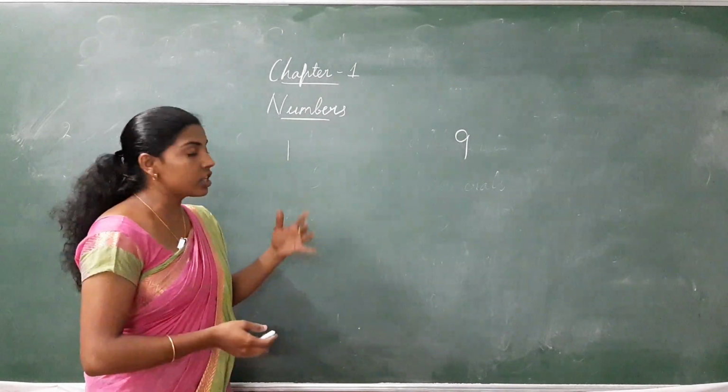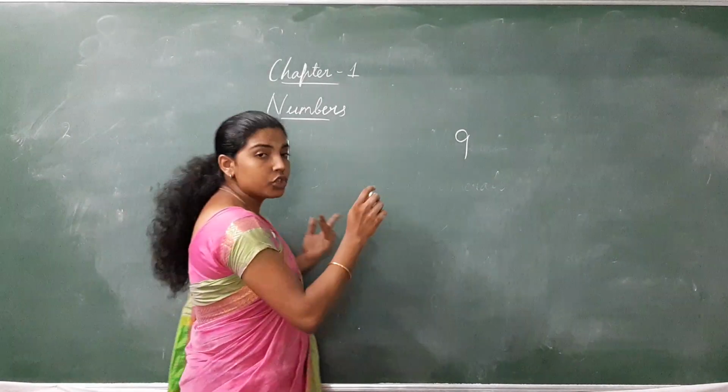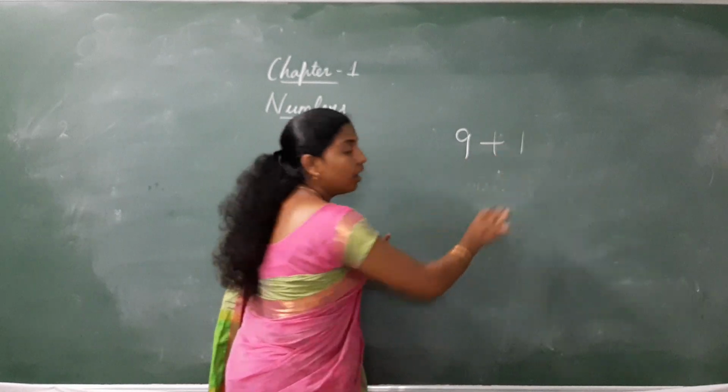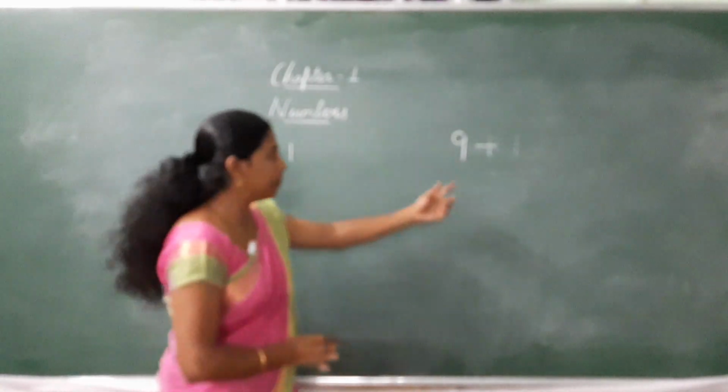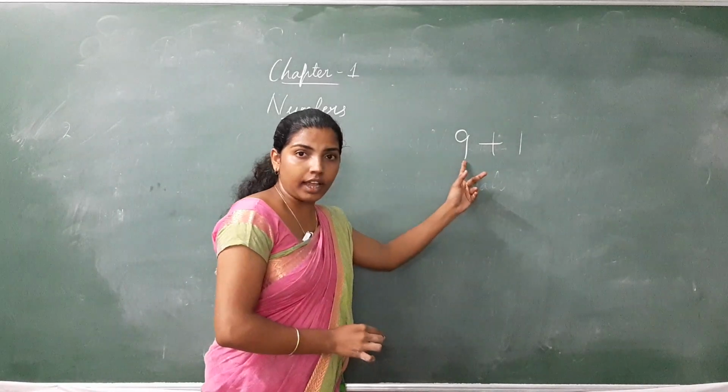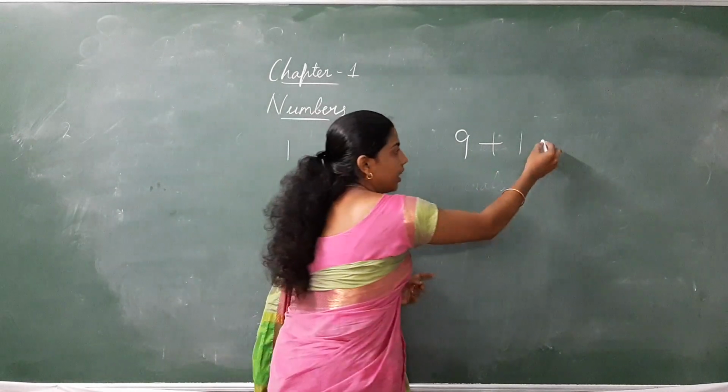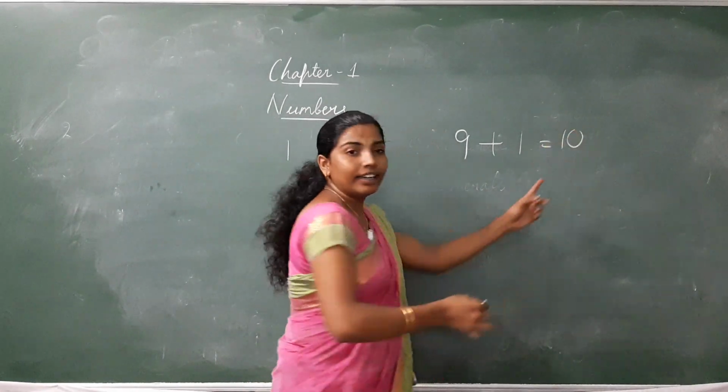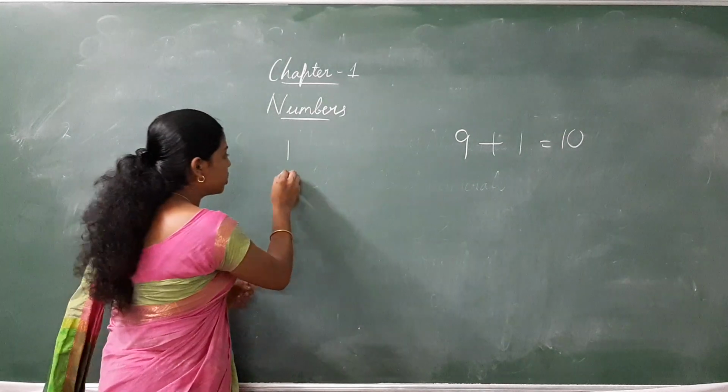In order to get the smallest two-digit number, we should add 1 to the largest one-digit number. That means the largest one-digit number is 9. 9 plus 1 is 10. Here 10 is the smallest two-digit number.